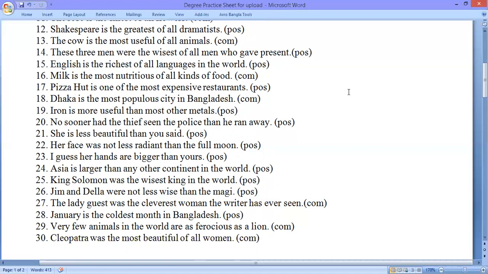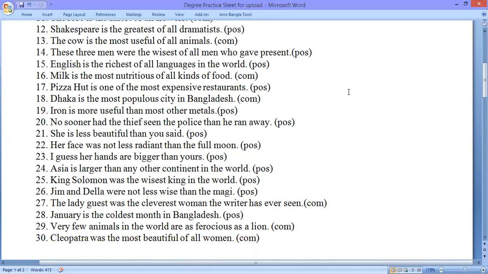So the solution of 23 is, I guess your hands are not so big as hers. I'm repeating, I guess your hands are not so big as hers. I think you have got the point.